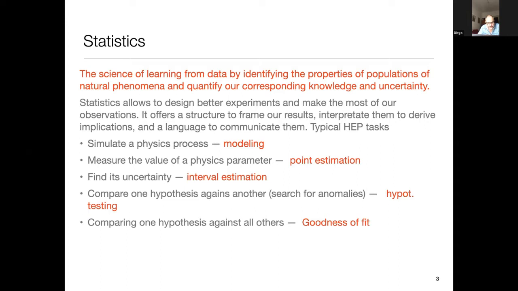And it touches various possible tasks, from simulating a physics process, to measuring the value of a physics parameter, finding its uncertainty, comparing one hypothesis, which can be a physical theory, against another, comparing one hypothesis against all possible others, etc. And all of these tasks have technical names in statistics. So you have point estimation for measuring something, interval estimation if your measurement is not a central value but is an interval, etc., etc.